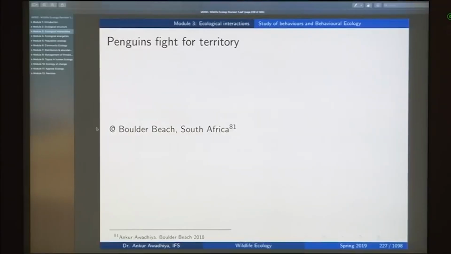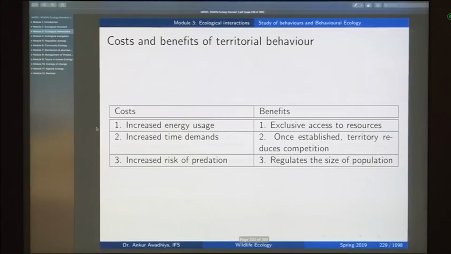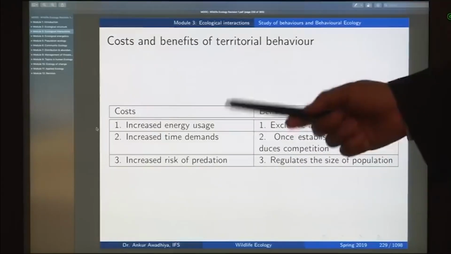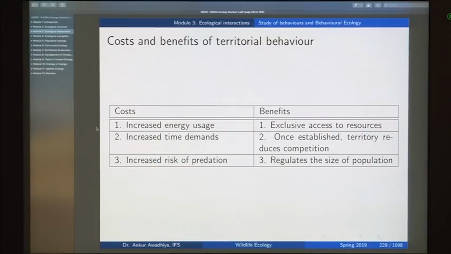We also looked at penguins that are fighting for the territory, blackbucks that are fighting for mates, and then we looked at the cost and benefit for the territorial behavior. The cost is that it requires more energy, there is more demand on time, there is more risk of predation, but then the benefit is that once you have devoted all of these, then you have exclusive access to the resources, because there is nobody else that you have to share your resources with.